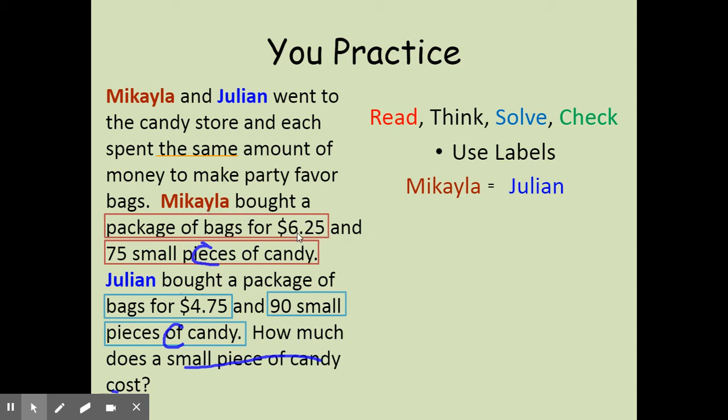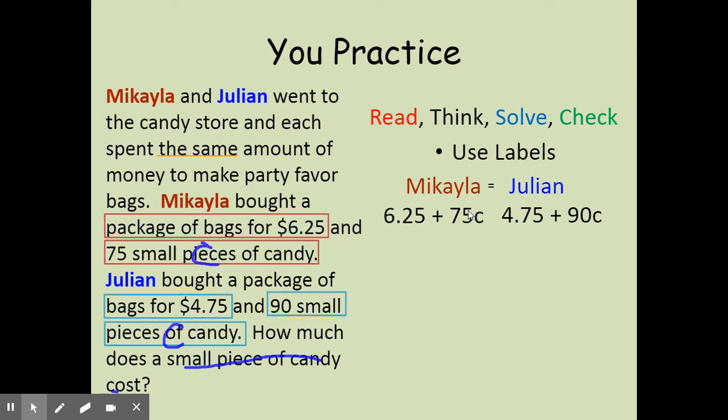Okay, so she bought 6.25 and it tells me you bought that and something else. So you're going to be adding money. You're going to be paying more. So I have 6.25 plus 75C, pieces of candy. I don't know how much a piece of candy costs, right? I had 75 pieces. I want to know the cost. Okay, and Julian, he bought the bags for $4.75 plus 90 pieces of candy, and I don't know how much each piece of candy costs.